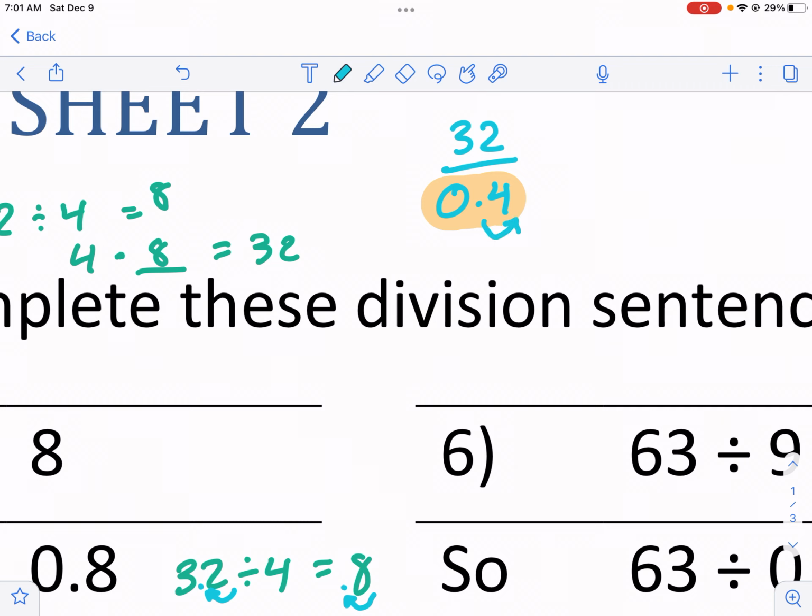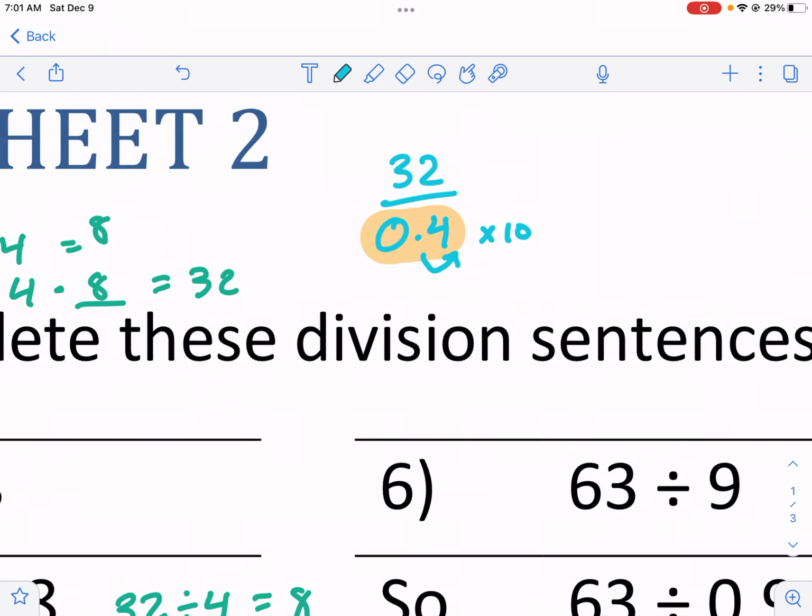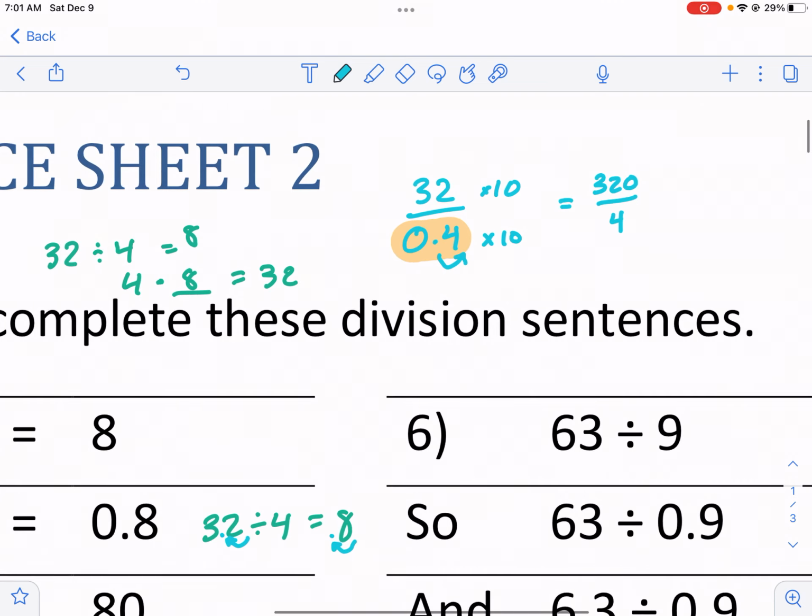Well, we would want to move that decimal over one place. Right now it's one place from being a whole number, so we need to move it 1 over, and that means we multiply it by 10. But with fractions, we can't just multiply the denominator by 10. We also have to multiply the numerator by 10 in order to keep it balanced. So really what this is, is 320 divided by 4. That's why the problem changes.